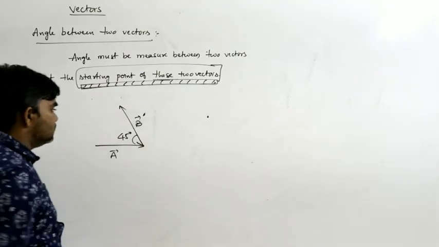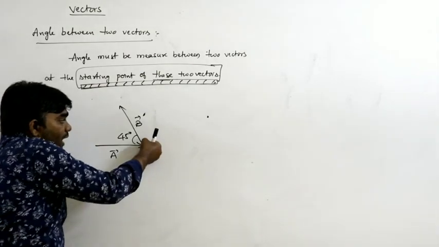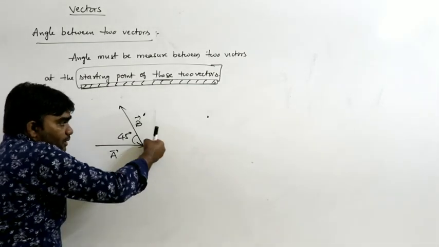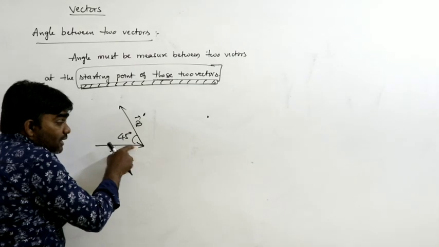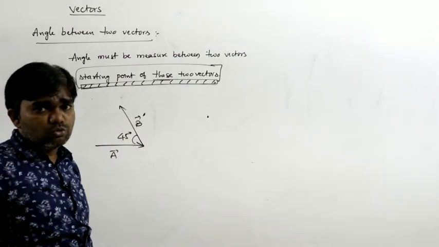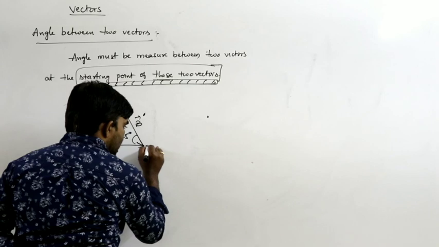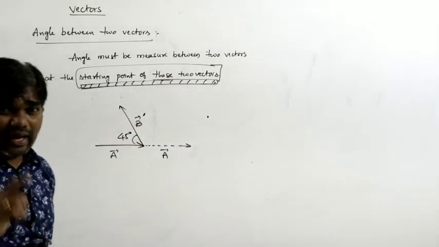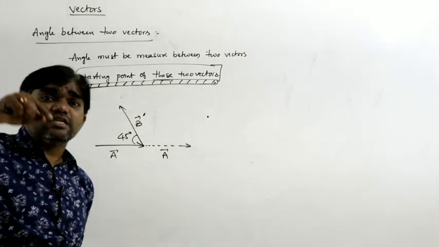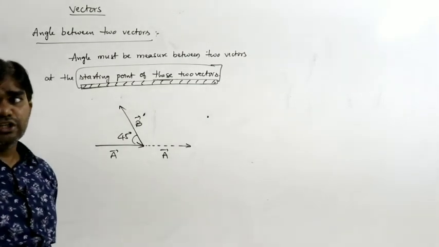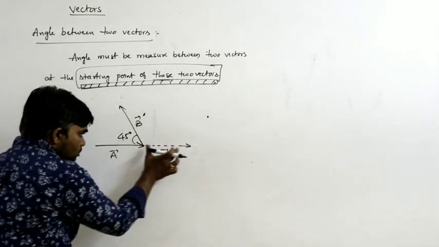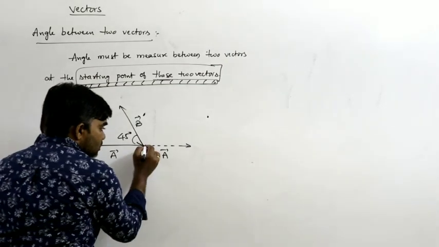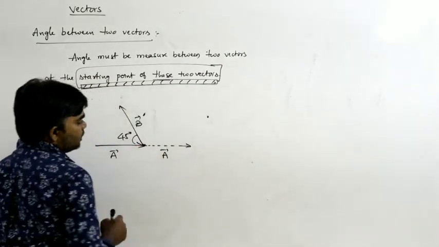But what is the angle here? So this is the final point of A bar and this is the initial point of B bar. Be very careful. But here the angle is not mentioned between those two points. So for our convenience, I am extending the A bar here. Any vector can be drawn parallel to itself at any position without changing magnitude and direction. So the same magnitude, I am considering the vector A bar. This is the starting point of A bar and this is the starting point of B bar.